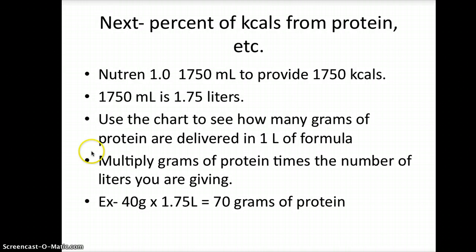So in your example, you're going to have a different amount of protein because you're using a different formula, and a different volume because you had a different calculation on the first page. But you're going to multiply the grams of protein times the volume that you're delivering.